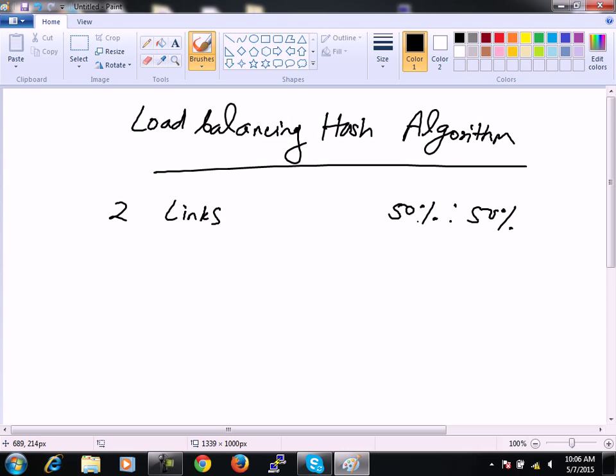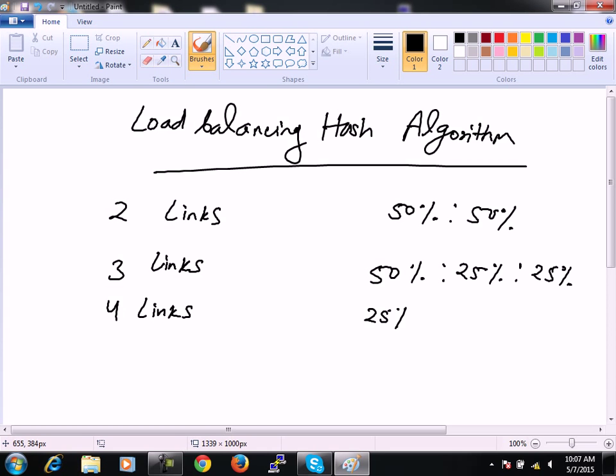In this way if you have two links, right? But if you have three links, then your traffic will get distributed in a ratio of 50% : 25% : 25%. I got your point. And if you are using four links, then your traffic will get distributed in this way, 25% : 25% : 25% : 25%.